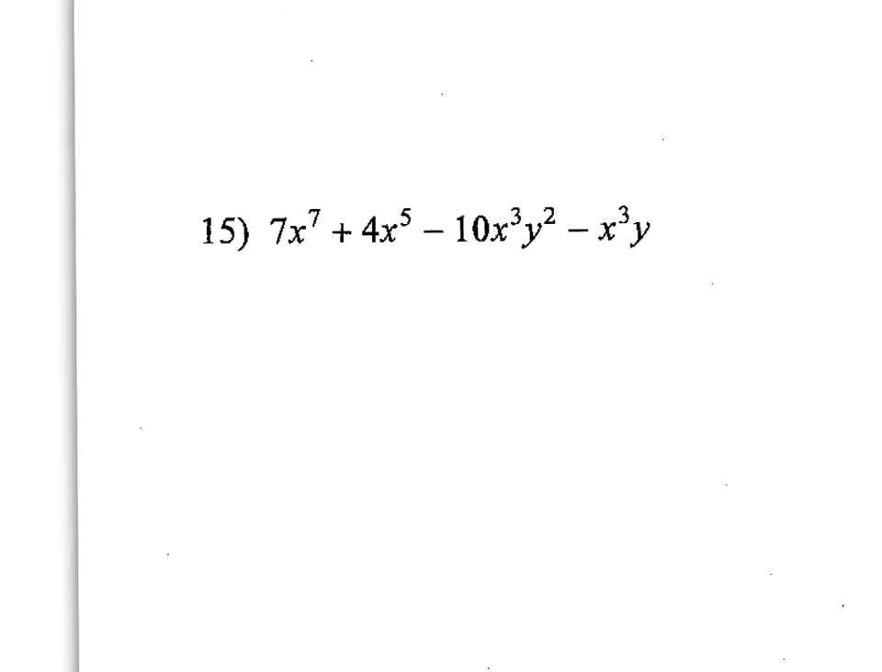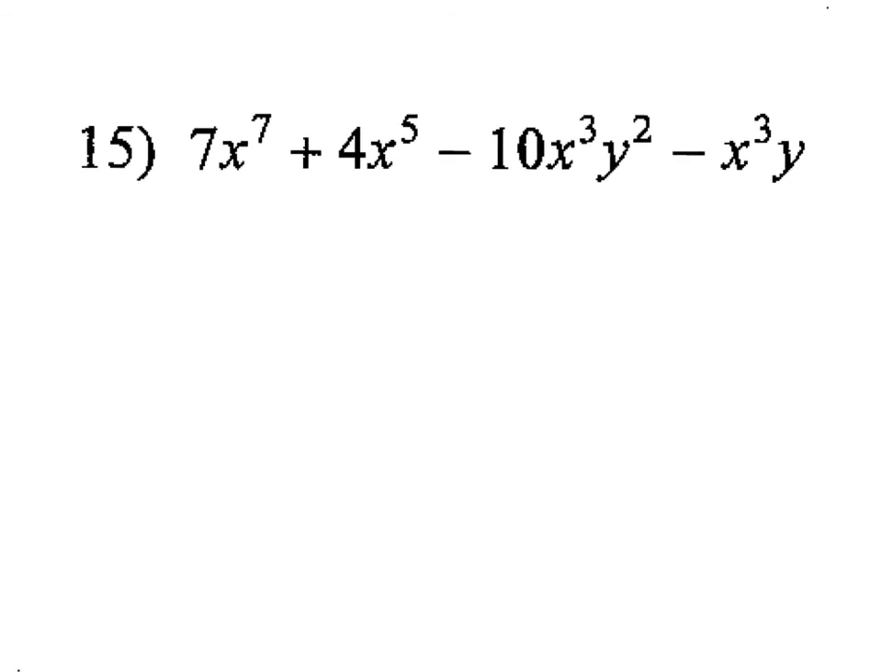Number 15. Okay, so I'm looking for a GCF here on number 15. So first off, I start looking at my numbers. Well, 7 and 4 don't have anything in common, so there's no number that will come out. So now look at your variables. I've got 7 x's, 5 x's, 3, and 3. Again, what do they all have in common? Well, the most I could pull out of all of them would be 3 x's, so I'm going to do that.